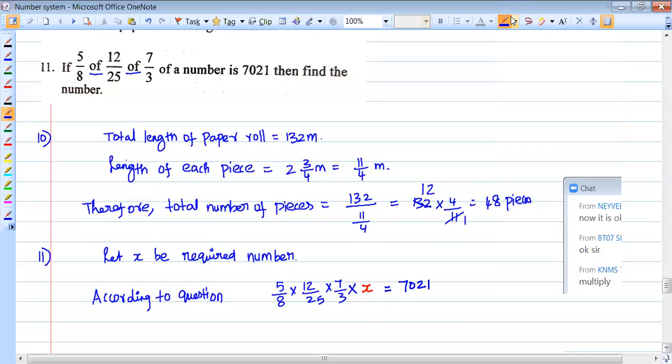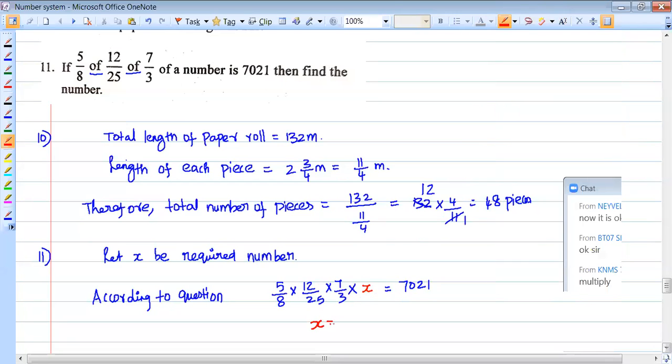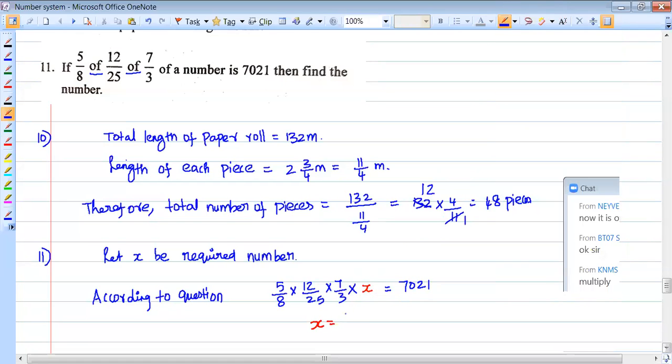So how will you find out the value of x? It is very, very easy. So let me tell you, x is equal to 7021. Here, whichever number is in the denominator, that will go in the numerator: 8 into 25 into 3. And whichever number was in the numerator on the left side, it will come in the denominator: 5 into 12 into 7. Now we have to simplify this.